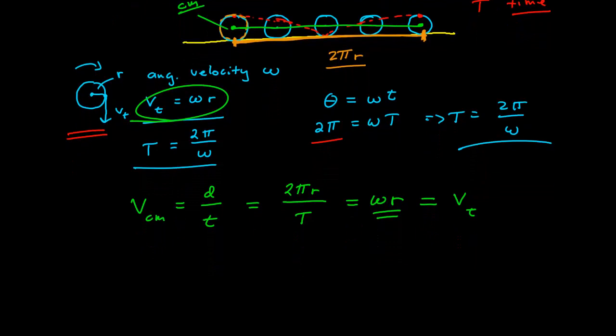This is the magic relationship. The center of mass velocity is equal to the tangential velocity of a point on the cylinder.